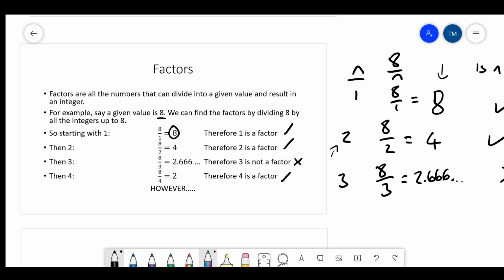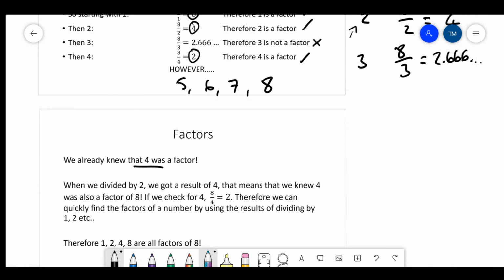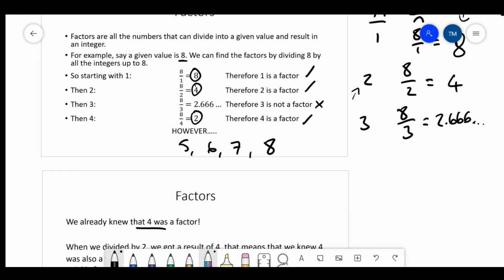So as long as this result here is a whole number, an integer, then we take that number as a factor. However, we could continue on and do 5, 6, 7, and 8, but we don't need to do that. We already knew that 4 was a factor, because if you look at this result here, 8 divided by 2 equals 4, we already got a result of 4, which means we know that 4 is a factor anyway, because if the result is a whole number, it also means it is a factor.